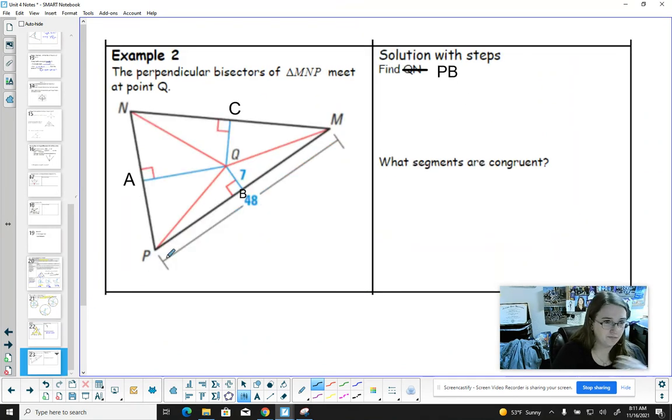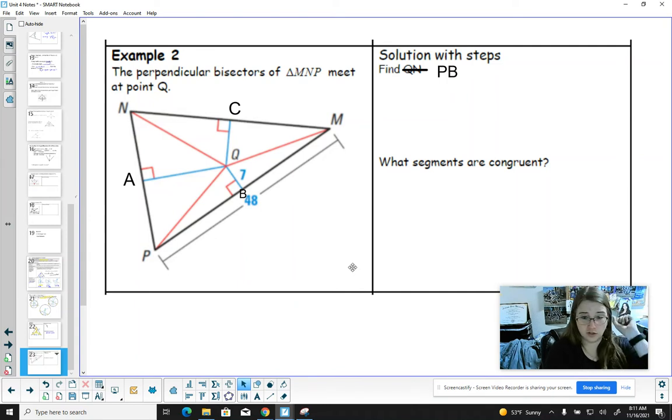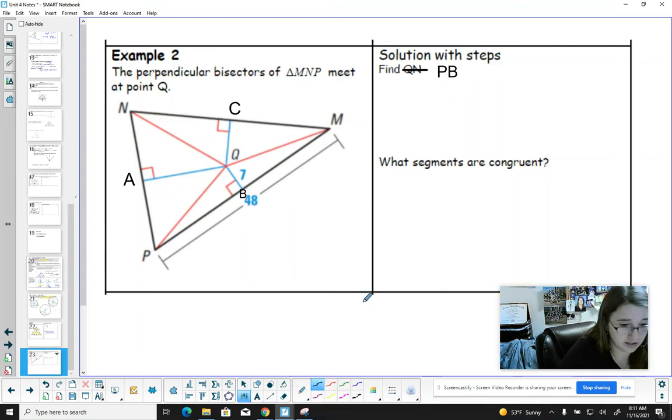Let's try it again on the next one. Now, this next one, I'm actually going to ask you to change two things, so pay close attention to how we're changing this. One, I'm going to ask you to not find QN, find PB. Now, if you look at your picture, B is not there. I need you to add it. They did not label these points, and I want you to. So if you guys could add on your picture for number 2, an A here at this point, a B, and a C, then we can find PB.